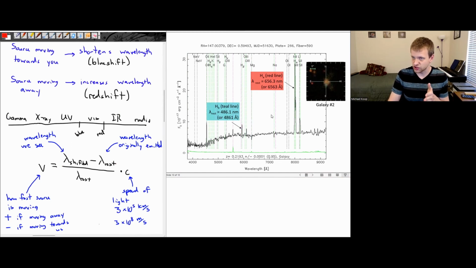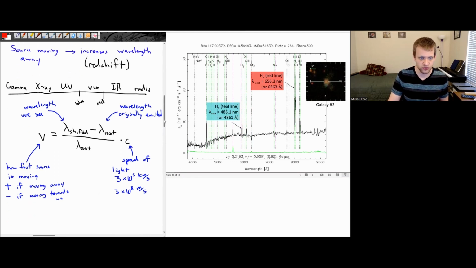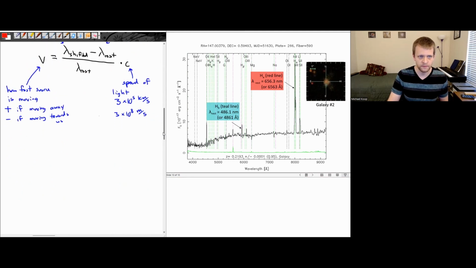We've already said that it's shifting to longer wavelengths. So we have a redshift. The source is moving away from us. But let's figure out exactly how fast this source is moving away from us. So we're still going to be using this equation. And let's start setting up some parts.